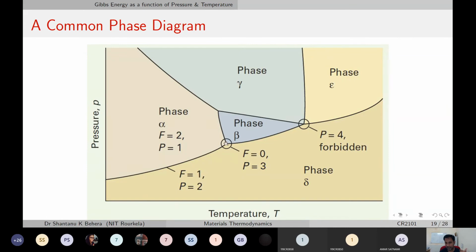So the degrees of freedom of 0 at this point means that you cannot change anything. You cannot change any of the thermodynamic parameters if you want to be in equilibrium between these three phases. That means you have no liberty of changing the thermodynamic parameters. That's what is called degrees of freedom is 0. That's why these points are called invariant points. That means you cannot vary anything if you want to be in that equilibrium position. Make sense?